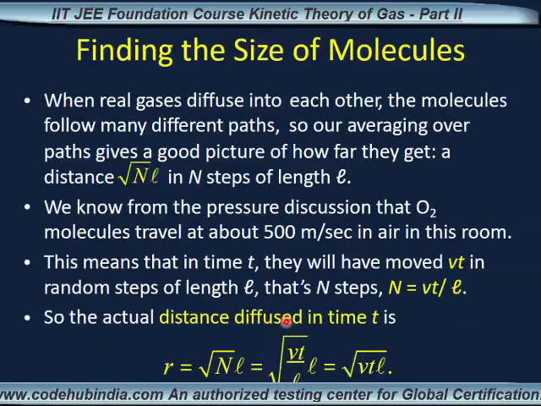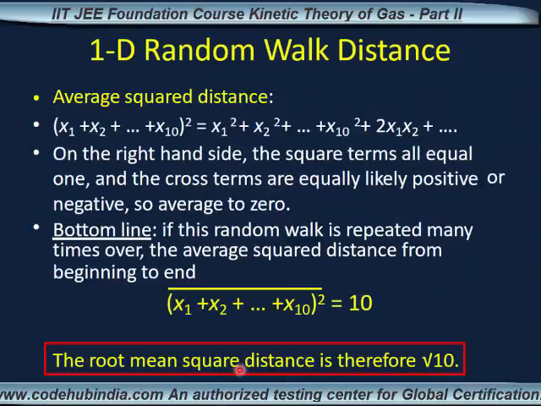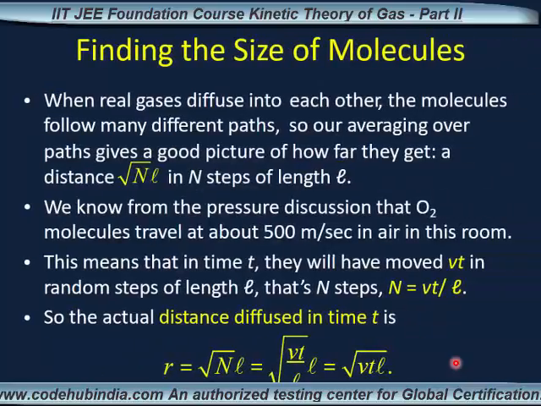What is that? In a real gas, the molecules follow many different paths between each other. So averaging over the paths gives a good picture of how much distance our molecule travels, which is root over N. The average distance is root over 10. Okay.